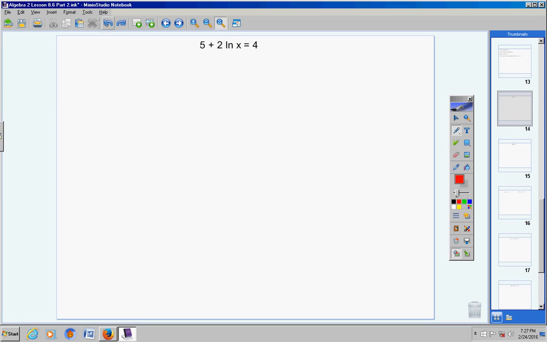So, save the multiplying number for last. First, bring the 5 over and make it a negative 5. So now I have 2 natural logarithm of x equals negative 1. Next, get rid of the 2. The 2 is multiplying times the natural log. So we are going to divide both sides by 2. That leaves us with the natural log of x equals negative 1/2. Now students, I'm actually going to put negative 0.5. I don't mind you putting a decimal.